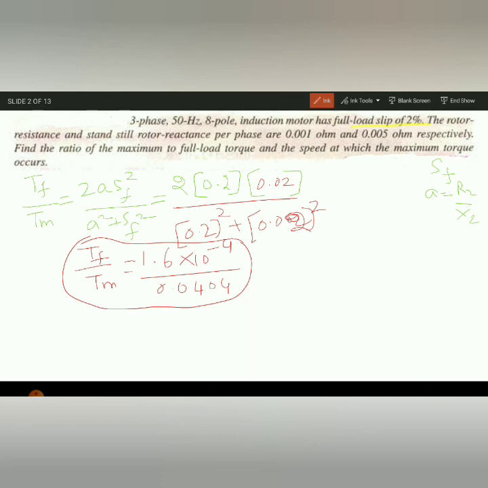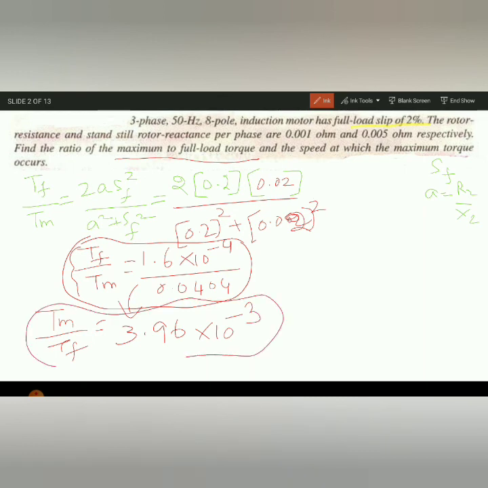But the question was to find the ratio of the maximum to the full load torque. Here we found full load to maximum, so it is just the inverse. So T max by TF is equal to the reverse of this. The answer will be 3.96 into 10 to the power of minus 3. So this is the answer, maximum torque to the full load torque. I hope you have understood how to proceed with these two numericals, and the formulas and different concepts out of them.